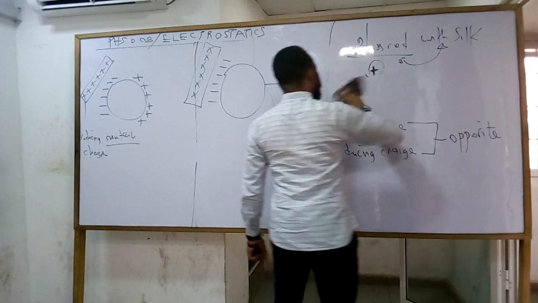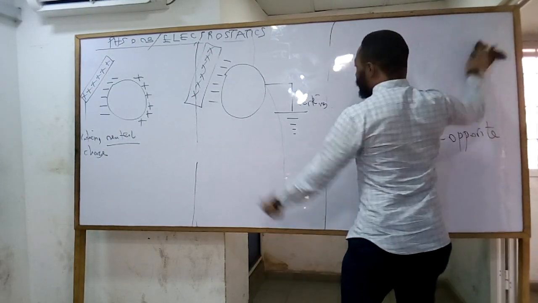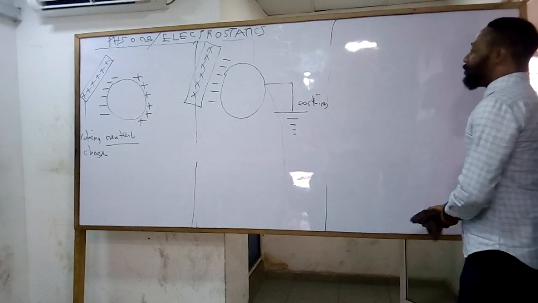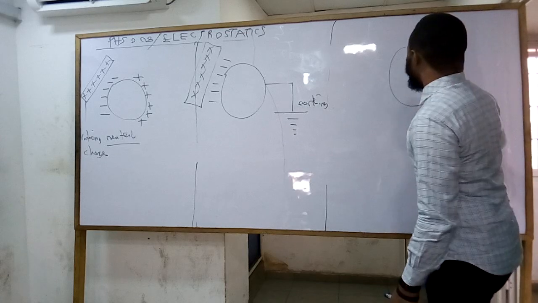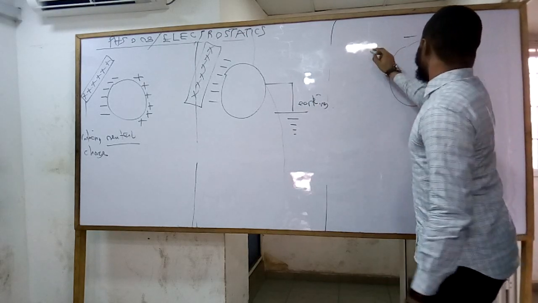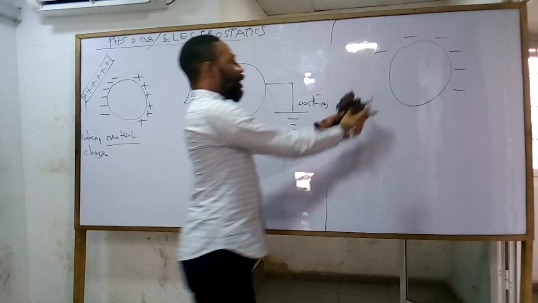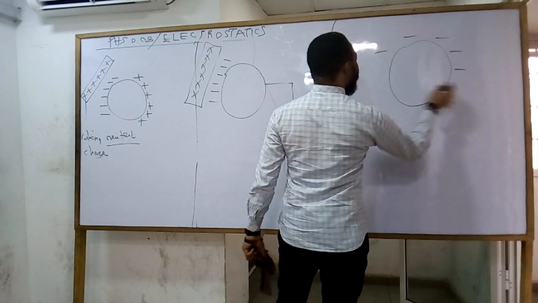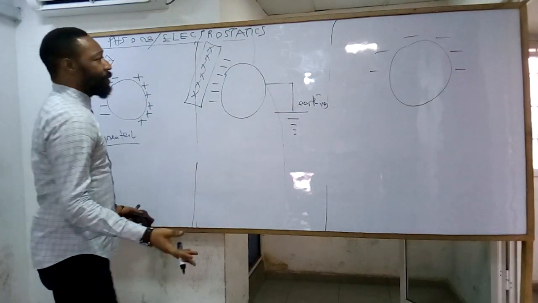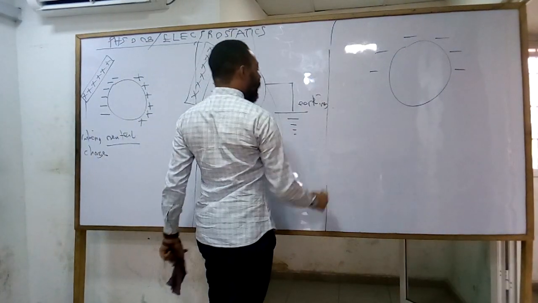My third step is to remove the inducing charge. Don't forget, the inducing charge is the positive rod that I have there. If I remove the inducing charge, my negative charges can now distribute uniformly around my initially neutral body. So I've achieved charging the body negatively by induction.